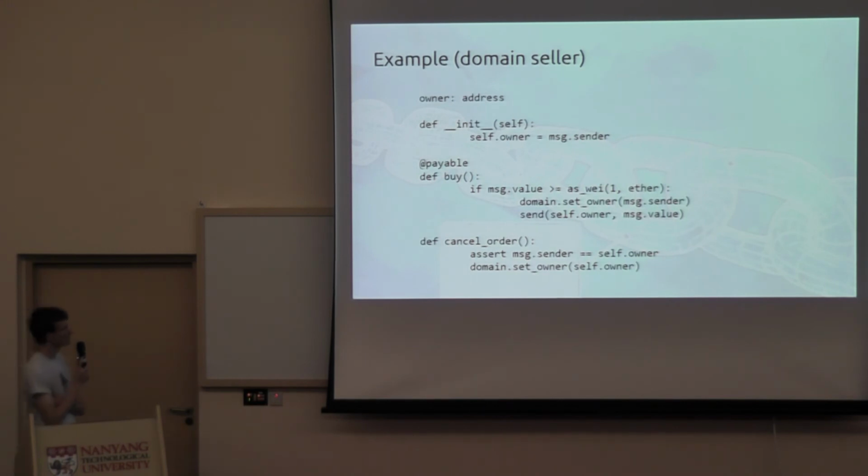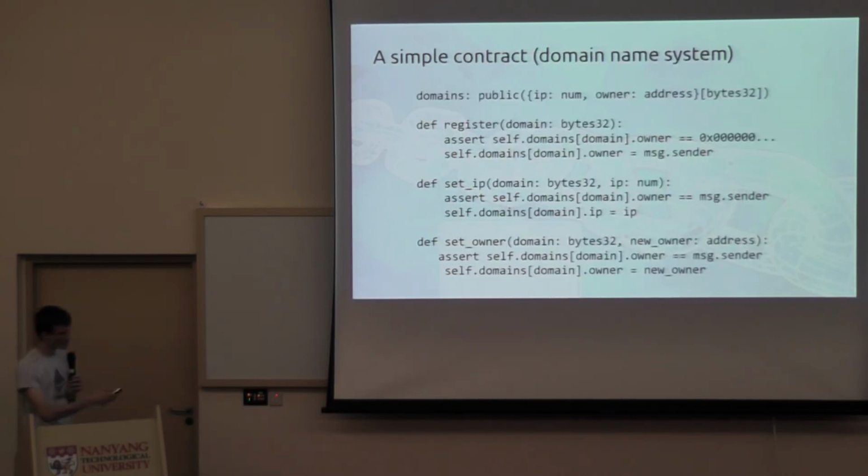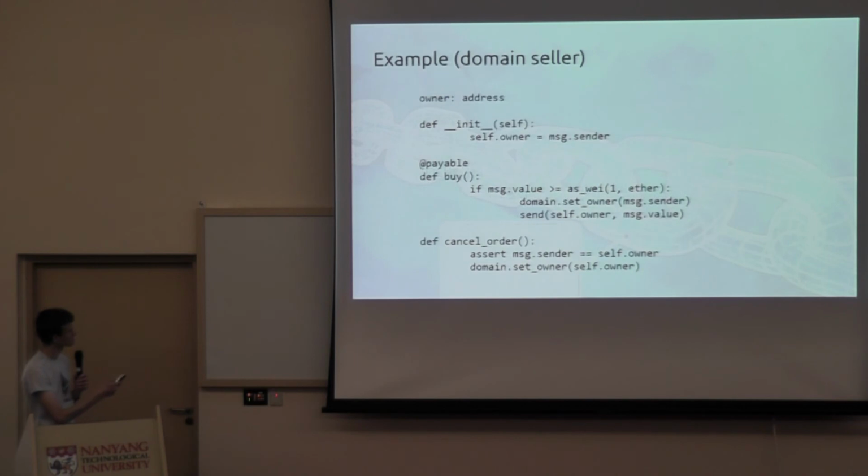So the atomic swap basically is you have a smart contract, and what we're going to do is, number one, we're going to launch the smart contract, so publish it to the blockchain. Then we are going to use the set owner function, and we're going to transfer the ownership of the domain to the smart contract. So the owner of the domain actually becomes this computer program.